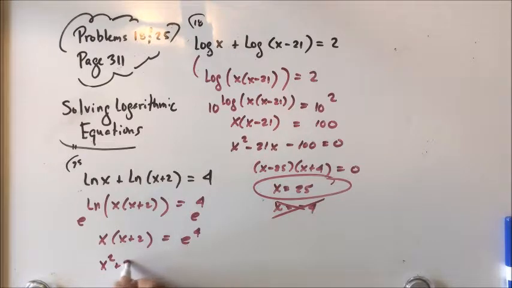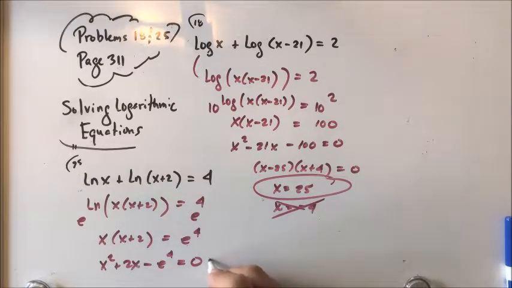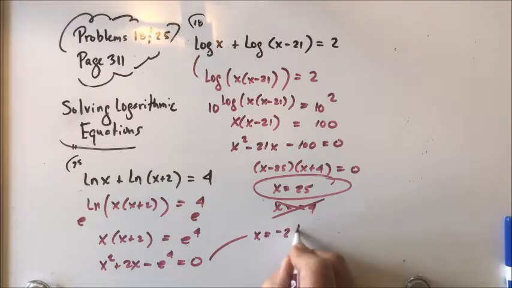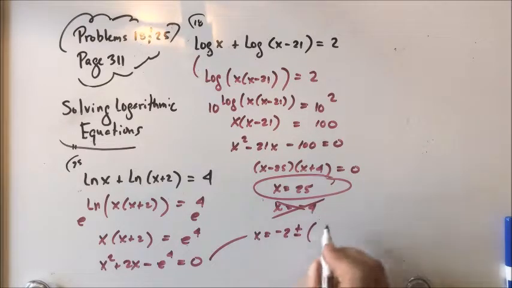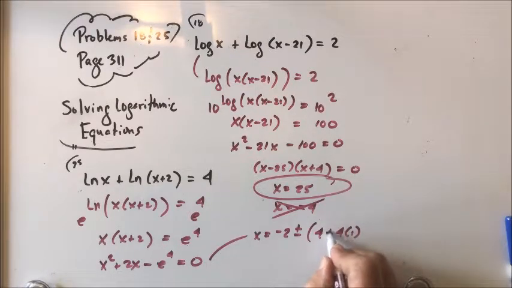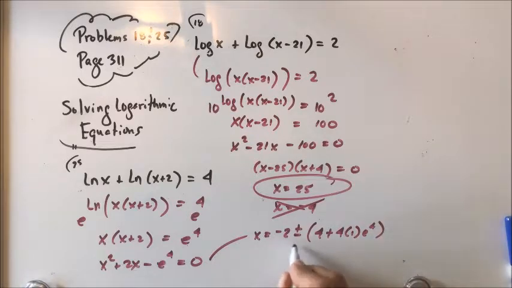This is x squared plus 2x minus e to the 4th equals 0. So we're going to just jump right to the quadratic formula. This is not going to be a super nice looking answer. We're going to find that x is equal to the opposite of b plus or minus the square root of b squared minus 4 times a times c. All right, I'm going to divide the whole thing by 2, and we're going to be able to do a little simplification.